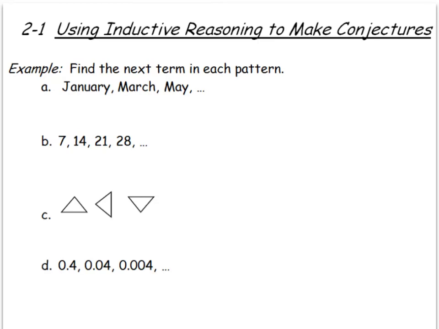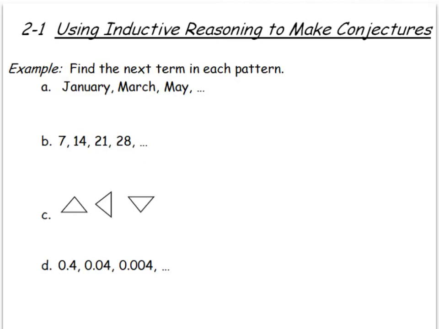We begin taking a look at Chapter 2 by talking about inductive reasoning. Now, before we get into what inductive reasoning is and its definition, we're going to take a look at a couple examples here. In the example that we have listed, A through D, what we want to do is find out what the next term is going to be in each of the patterns that are listed.